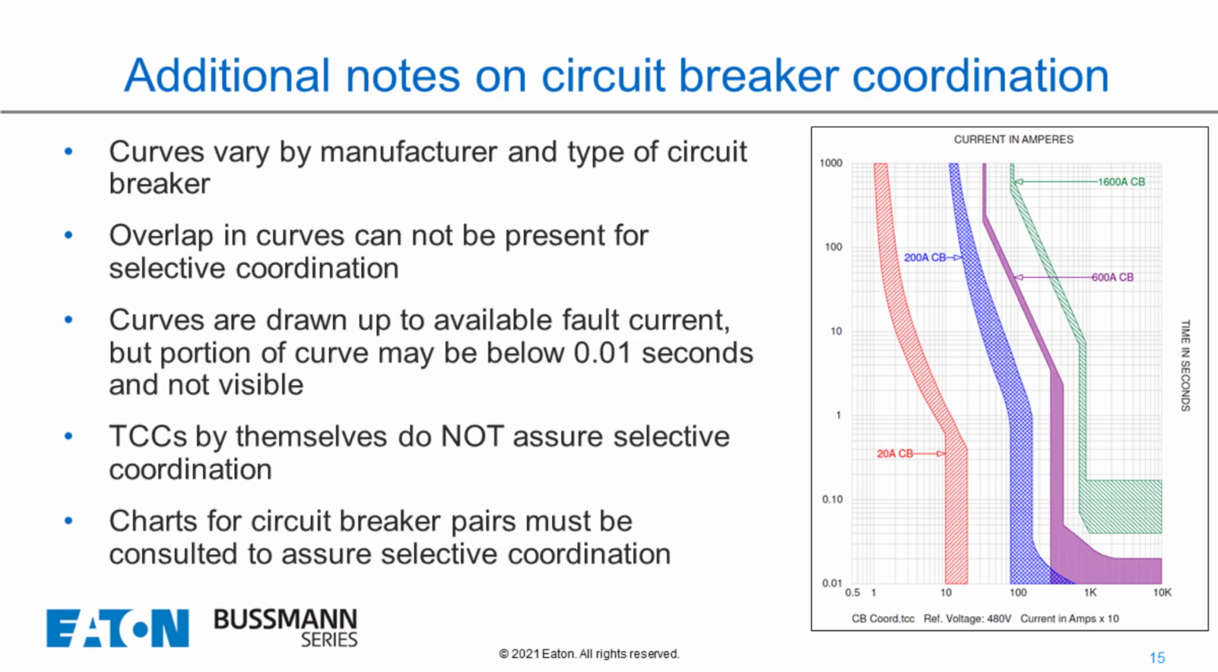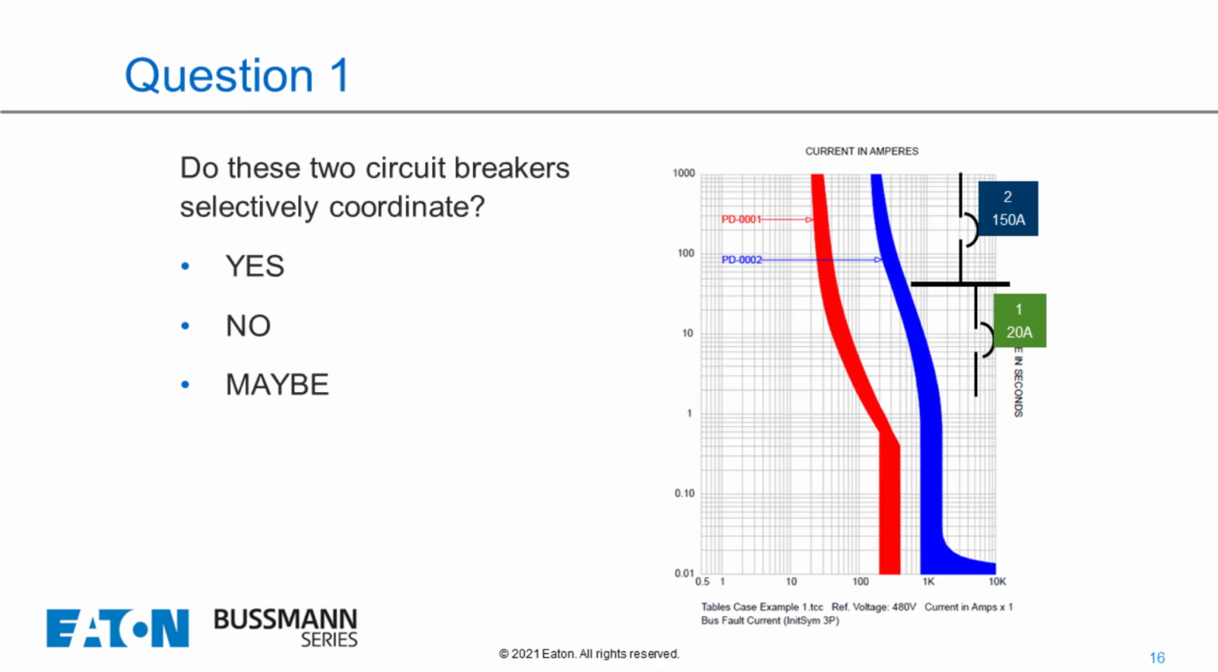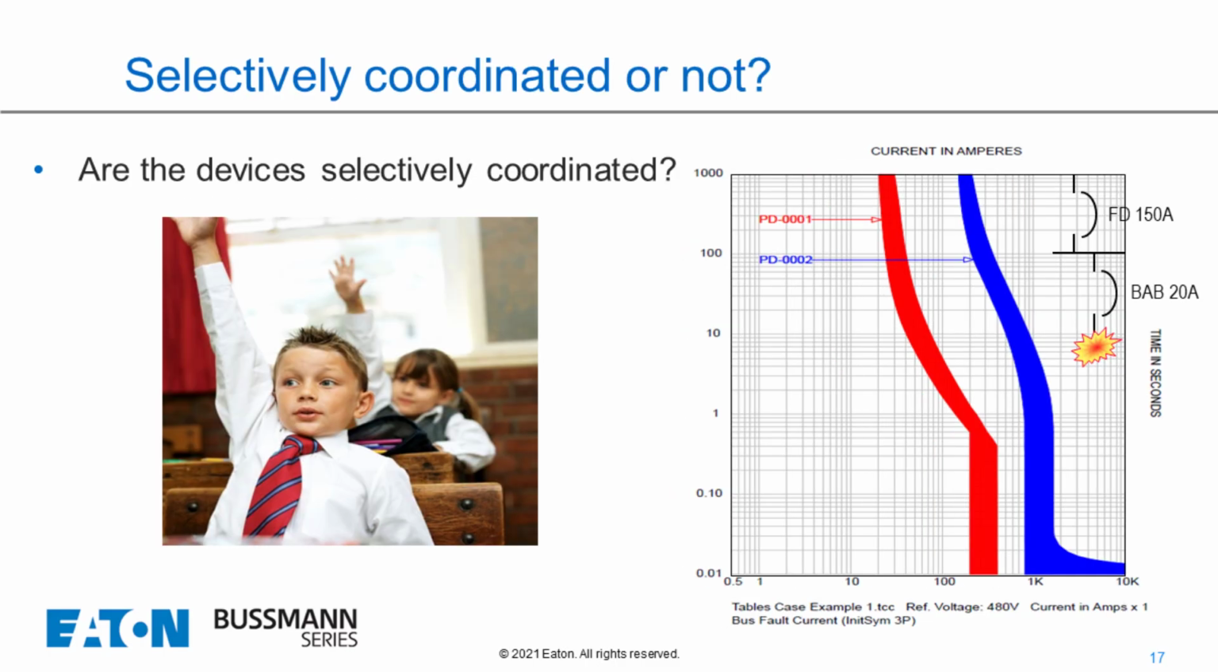To get a better understanding of what's going on, let's do an example. Here's my first question for you guys. Here's our time current curve, and the question is, are these two circuit breakers selectively coordinated? We've got a 150 amp breaker and a 20 amp breaker. Are they truly selectively coordinated, or are they coordinated? In my opinion, they are coordinated. But what do we need? We need to look at the available fault current.